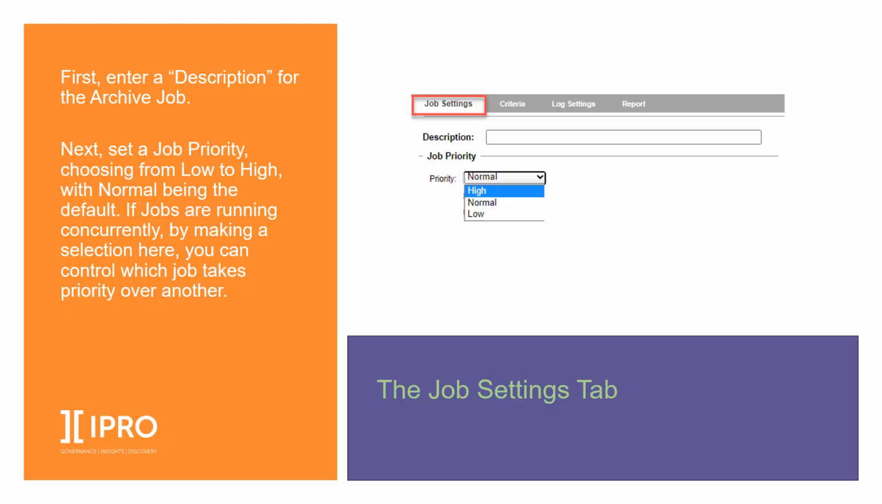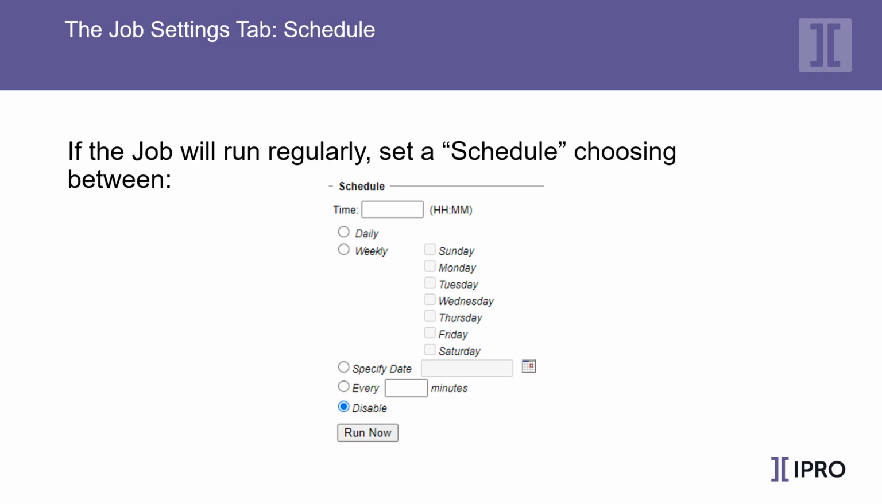Next, select the Job Settings tab. First, input a description for your index search query file archiving job. Then set a job priority, choosing from low to high, with normal being the default. If jobs are running concurrently, by making a selection here, you can control which job in the queue is selected next. The next item on this tab is to set a schedule.